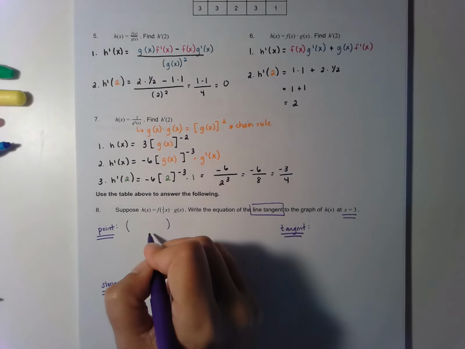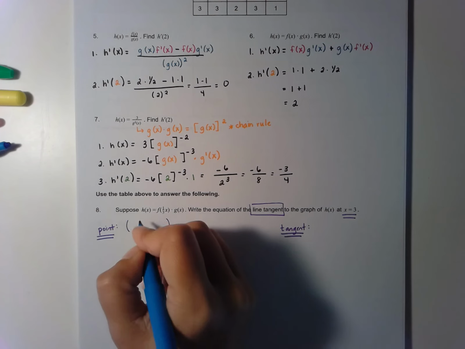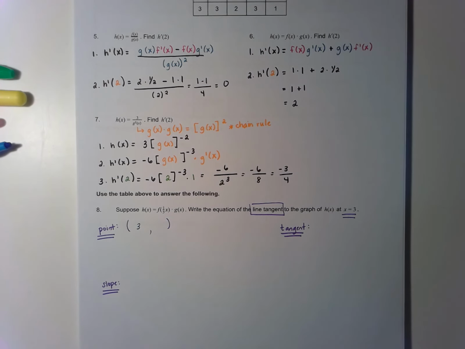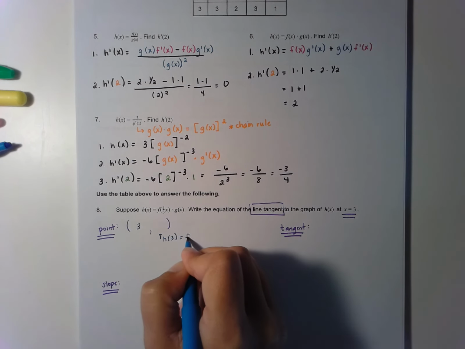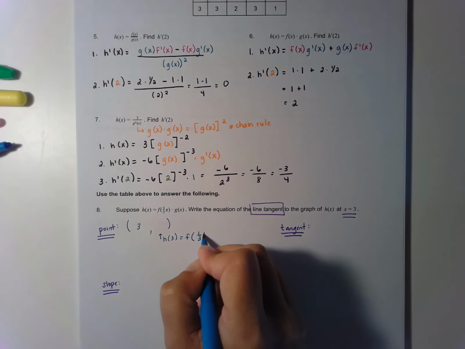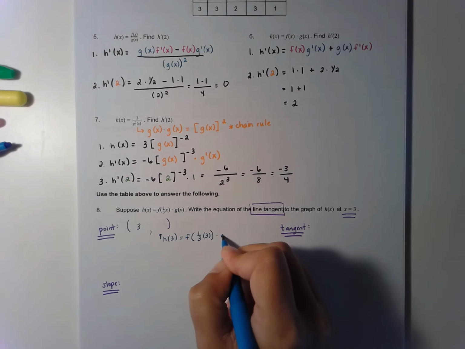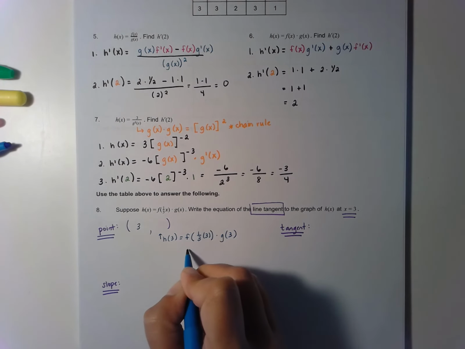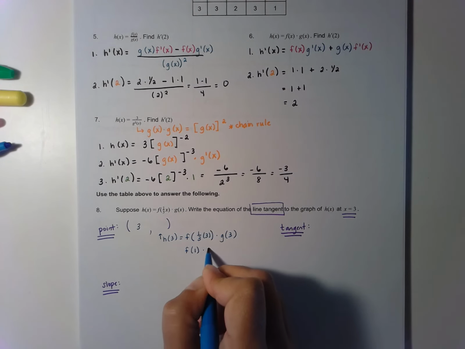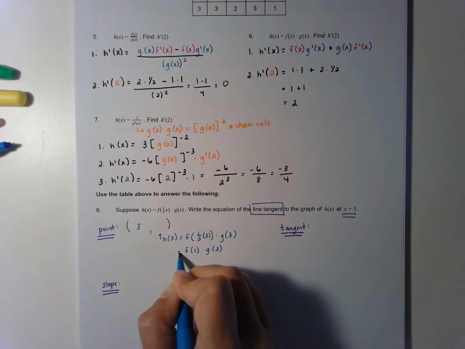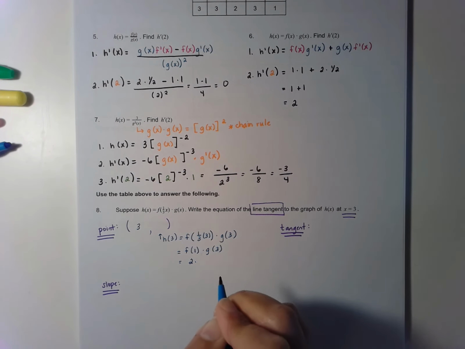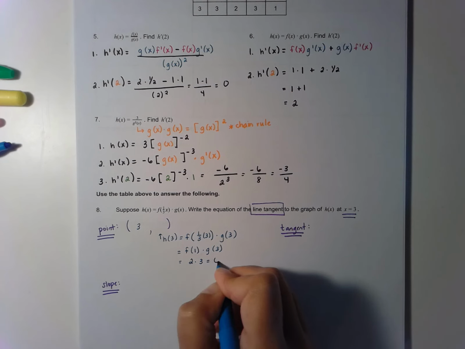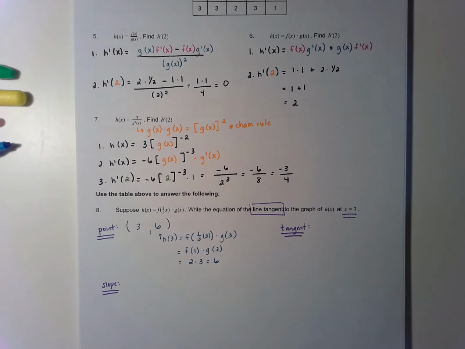So the point is going to be an x and a y. It tells me that the x is 3. So to get the y, I'm just going to plug the number 3 into h of x, which means I'm going to have f of 1/3 times 3 times g of 3. Now 1/3 times 3 is just 1, so I really am going to do f of 1 times g of 3. And if I go to my table, f of 1 is 2 and g of 3 is 3, which means my answer is 6. So I've got my point. The next step would be to find the slope.